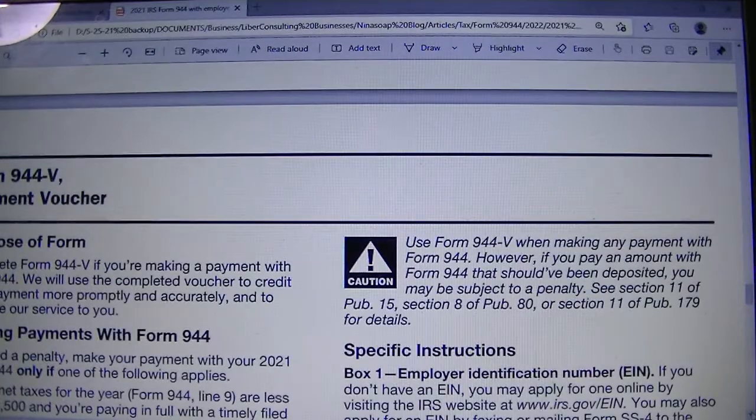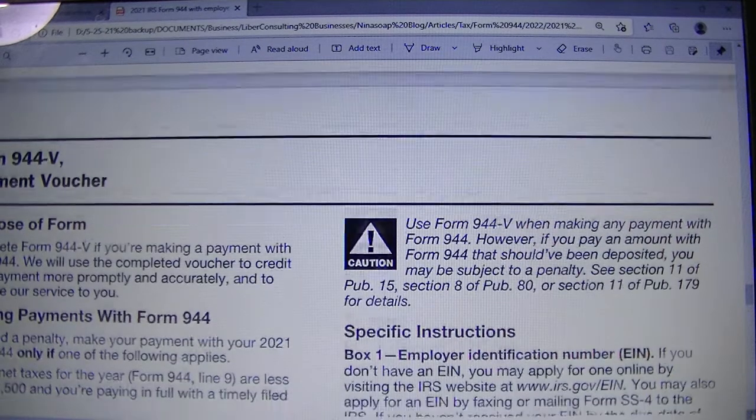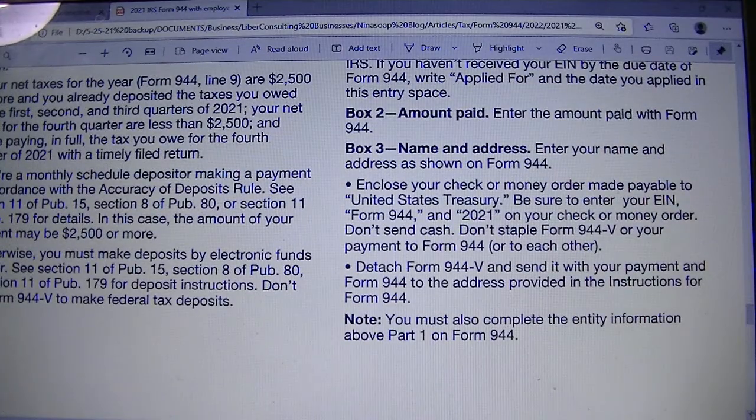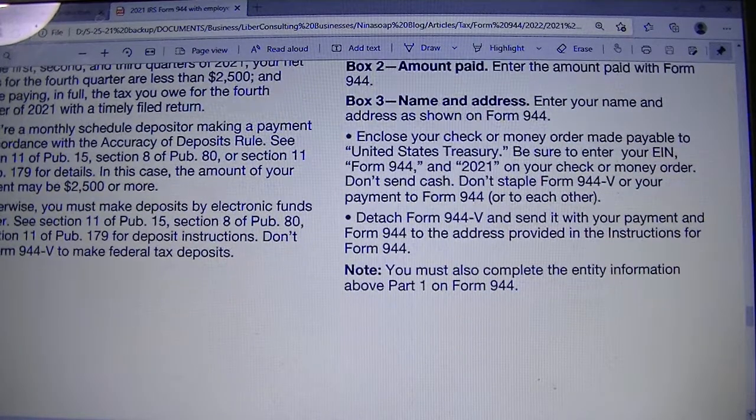And then we'll go to the voucher form. Because of the tax liability, we decided to add a voucher and a payment to our form. So we will complete the voucher portion, which is Form 944V.